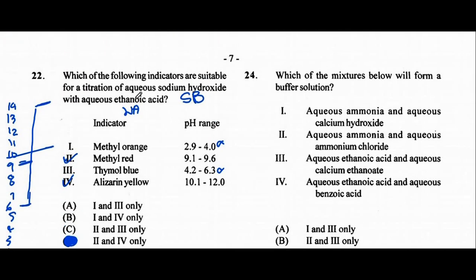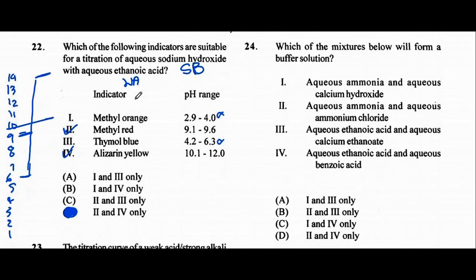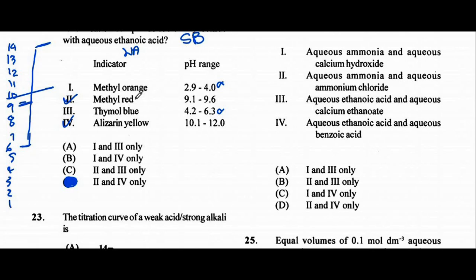Alright, 24, let's look at that. Which of the mixtures below will form a buffer? To form a buffer, you use a weak acid and the salt of that weak acid. So aqueous ammonia could be used as a weak acid because ammonia is amphoteric, meaning it shows both basic and acidic properties. But calcium hydroxide is not a salt of ammonia, so no.